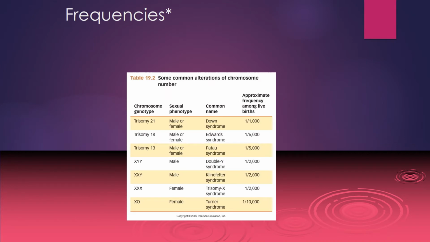As far as some of the common alterations of chromosome number, this chart from your book shows frequency among live births. So as you can probably see here on the top is trisomy 21 or Down syndrome, and that occurs in about 1 in 1,000 live births, whereas the next most frequently seen are alterations in the sex chromosome number.